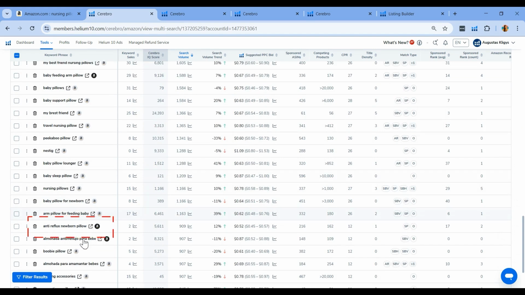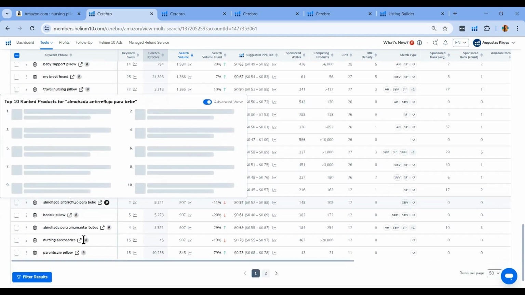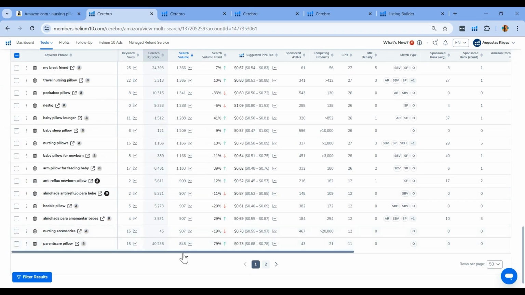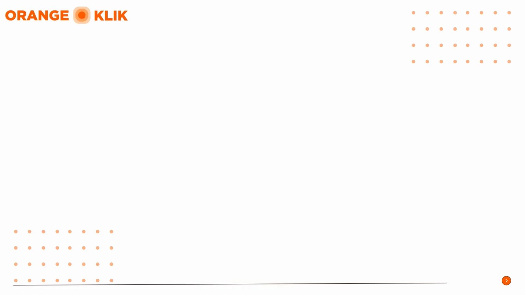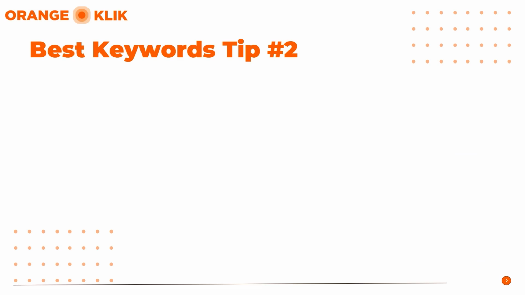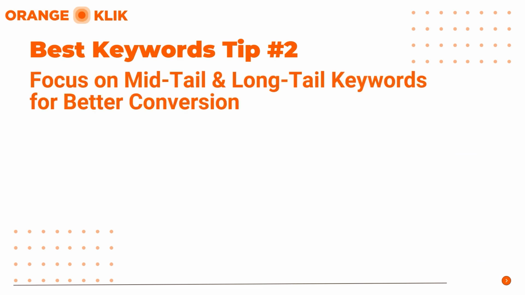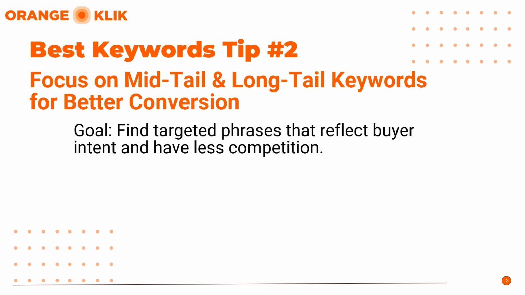These newly found keywords will boost exposure by using keywords that competitors are already succeeding with. It also reduces trial and error by leveraging proven terms. The second tip could be to focus on mid-tail and long-tail keywords for better conversion. The goal here is to find targeted phrases that reflect buyer intent and have less competition.